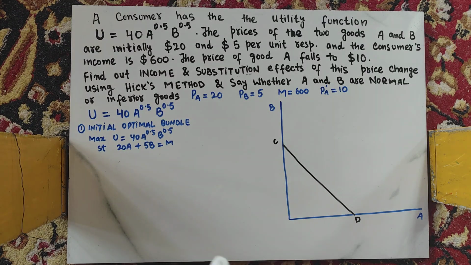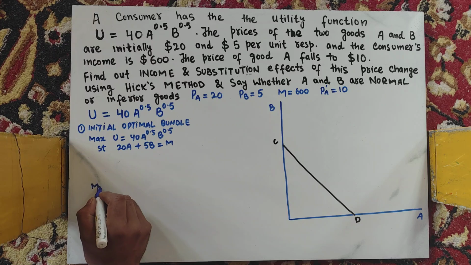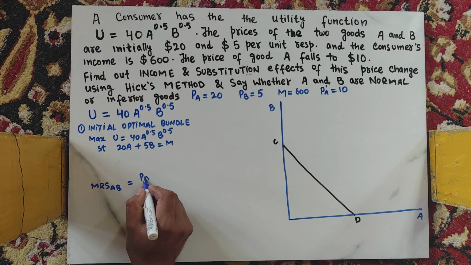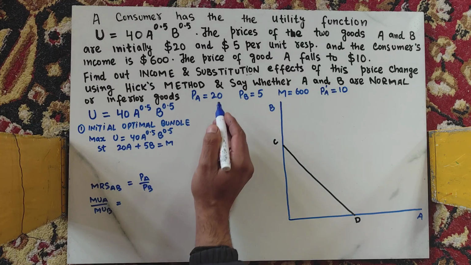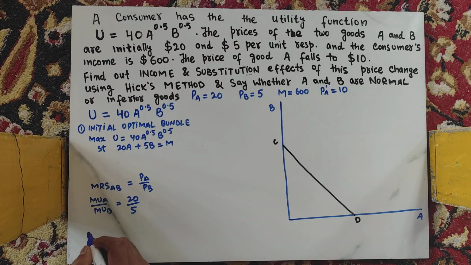Let me show it clearly here first, and I need to wrap this because I don't have the space. We need to equate the marginal rate of substitution between goods A and B with the ratio of the prices. The MRS is simply the marginal utility of good A upon the marginal utility of good B. It should be equal to the ratio of the prices, 20 upon 5, where 20 is the price of good A and 5 is the price of good B. Marginal utility of good A means the change in the utility due to the change in the consumption of good A.